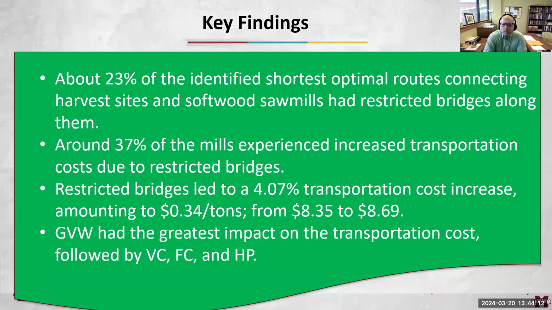About 23% of the identified shortest optimal routes connecting sites to mills had restricted bridges on them. And many of those sites, if you look at the raw data that I sent you in the reference materials that Dr. Barden shared, you'll see a lot of these sites are carrying wood to multiple mills, right? So the mill is receiving wood from more than just one harvest site. And so in that way, from the mill's perspective, it's even more pronounced. Around 37% of mills experience increased transportation costs due to the restricted bridges.